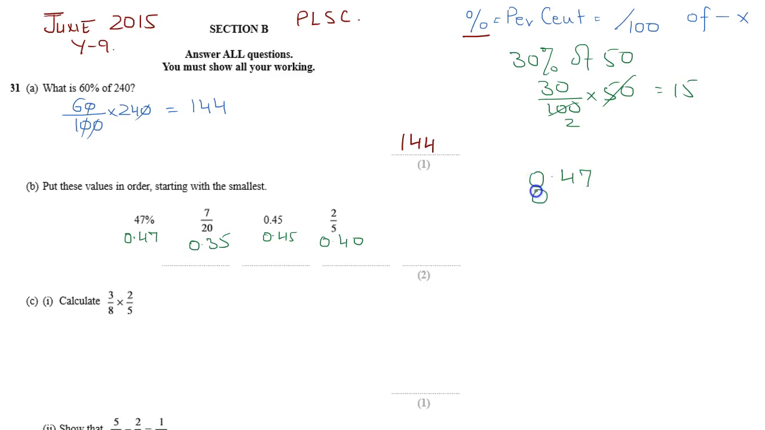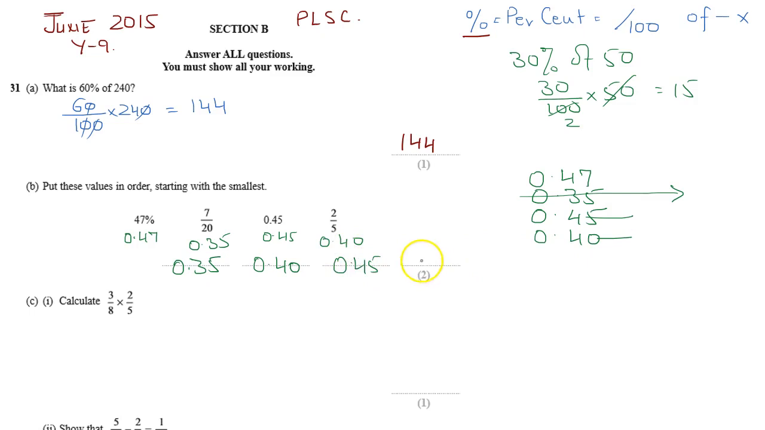Now we write it in this order: 0.47, 0.35, 0.45 and 0.40. Now starting with the smallest. So this is number 1, that is 0.35. Then 0.40, then 0.45 and 0.47. So that is the order.